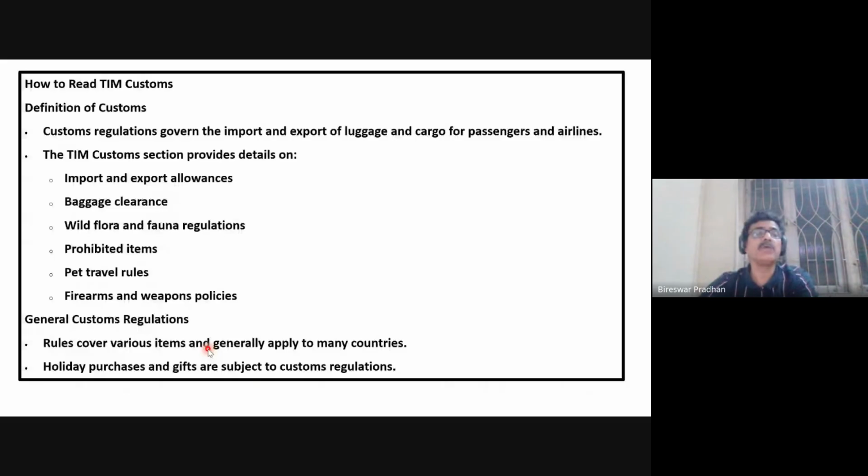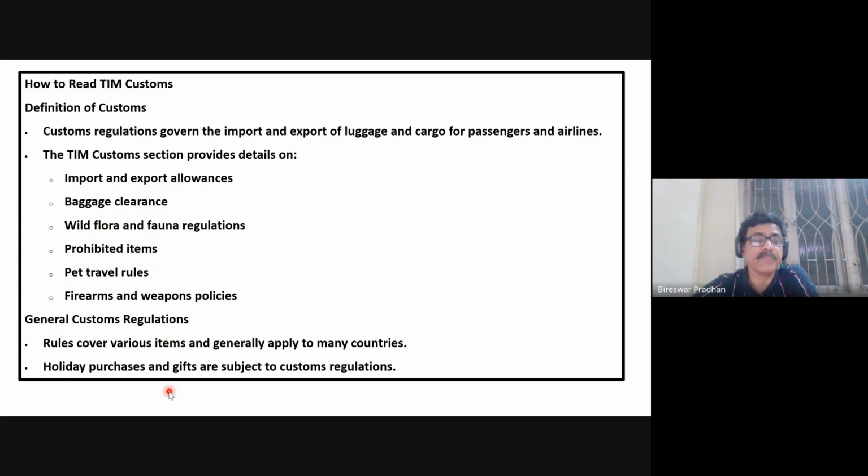Now we are coming to the definition of customs. Customs regulations govern the import and export of luggage. When you import into any country, customs are an important role, for cargo, passengers and airlines. The TIMATIC customs section provides details on import and export allowances, baggage clearances, wild flora and fauna regulations, prohibited items, pet travel rules, and firearms and weapons policy. These are the conditions that should be maintained.